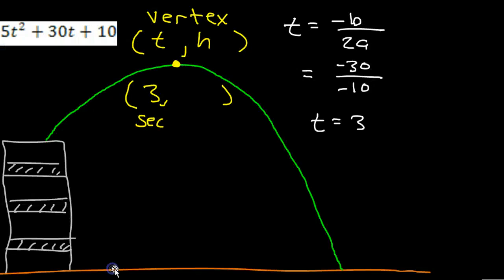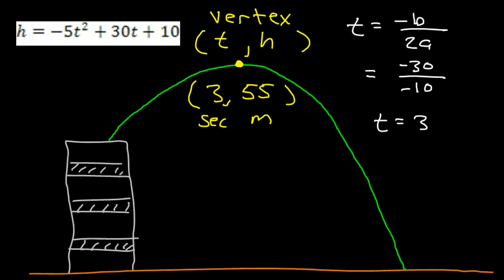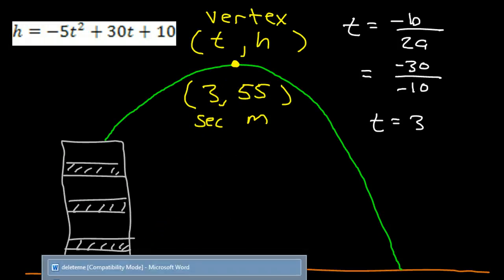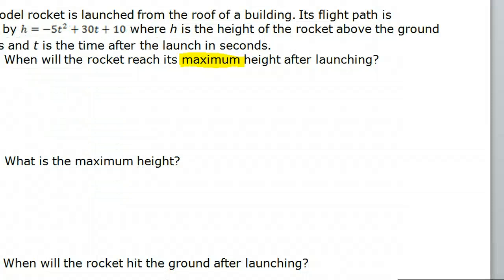Okay, I keep meaning to go back here. So 55 meters. So this is the vertex. All right. At its highest point, this rocket is 55 meters above the ground, and that happens at 3 seconds after launch. So now that we've found all that, let's look back and see how many questions we just basically answered.